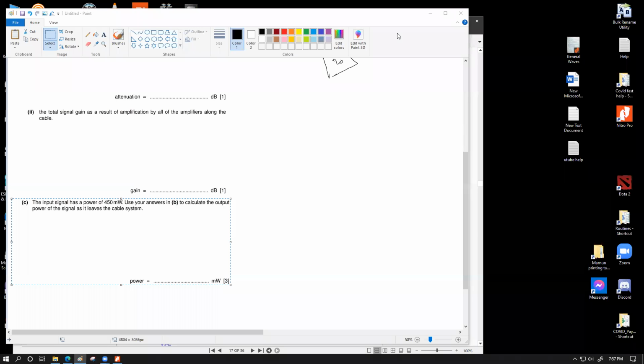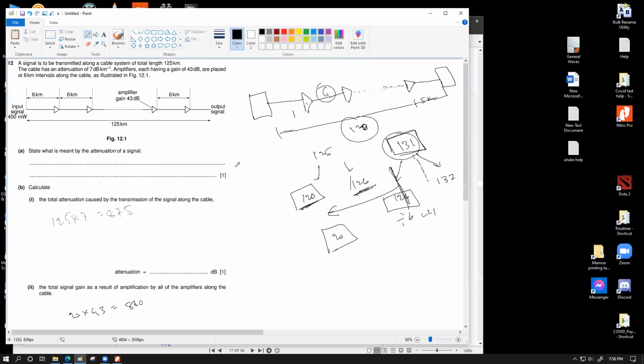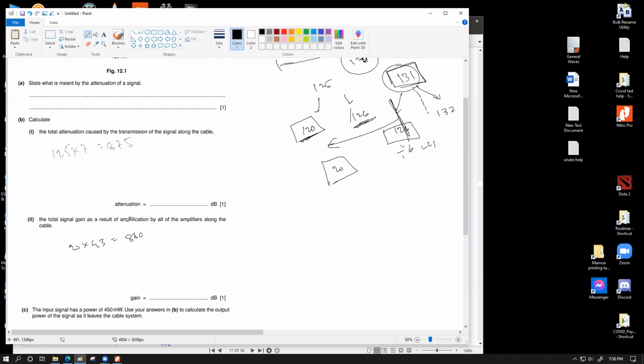So if we calculate the total gain of the whole system, this is going to be 20 multiplied by 43. That gives you how much? 860. No, sir. 860 decibels. That's the gain that we're going to have.